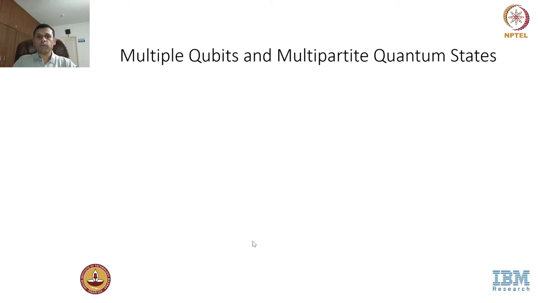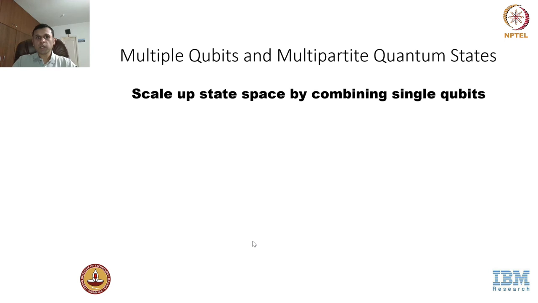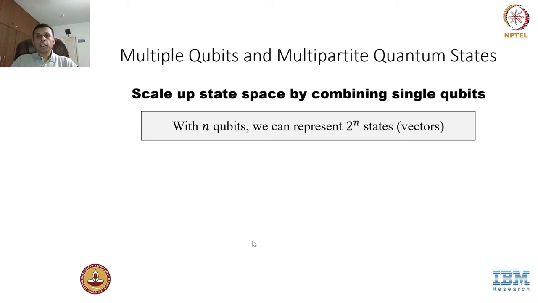It's not very useful in any real system. So to scale up our state space, we need to combine multiple single qubits and thereby give us a multi-state system. And as it turns out, with n qubits, we can represent not just n states. We can actually represent 2 to the power n states. That is an exponential in the number of qubits that we have.